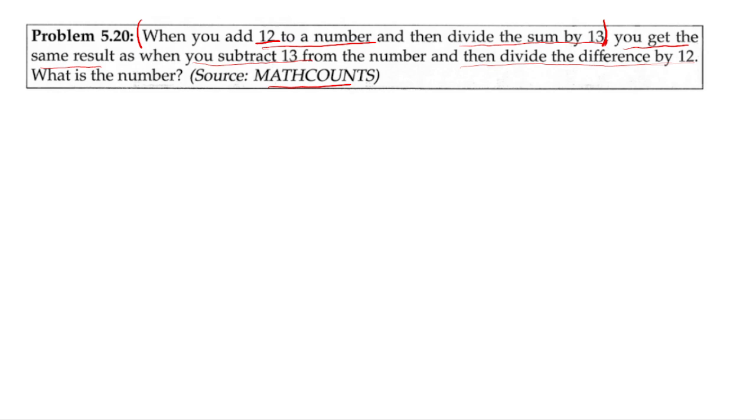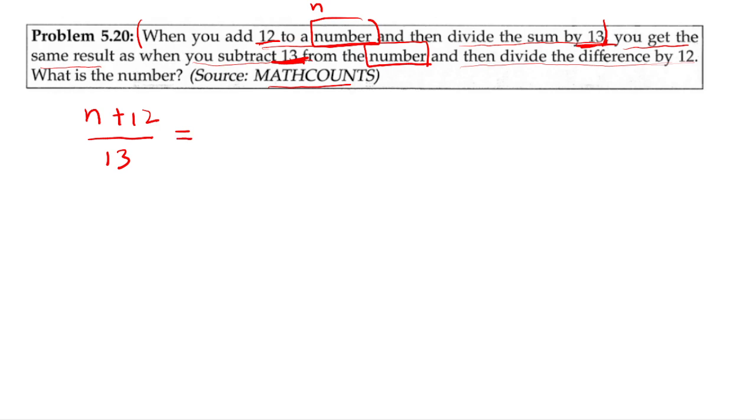For this number, we are adding 12 in our first condition and subtracting 13 in our second condition. So let's call this number n. Now we apply these conditions. The first condition is when we add 12 to n and then divide that sum by 13.